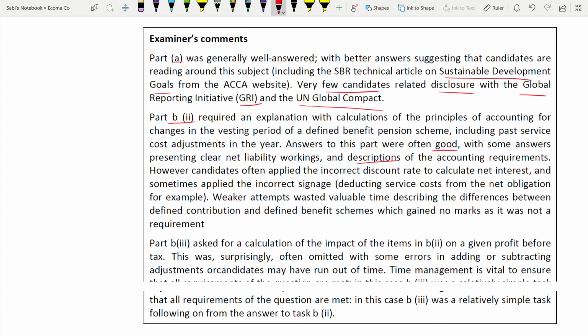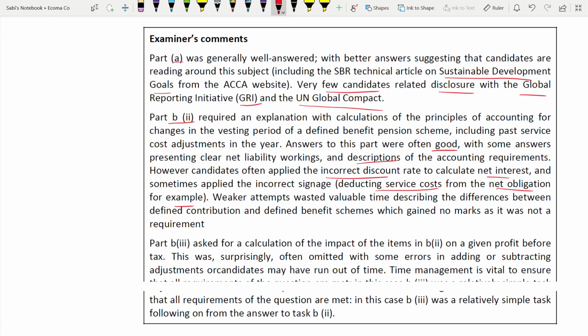But what happened is sometimes they took an incorrect discount rate, thinking that it is 2005, so I will use the 2005 discount rate to find the net interest. So net interest went wrong there. Sometimes they deducted the service cost from the net obligation. You're not supposed to deduct, you're supposed to add it to the net obligation, because of service cost your obligation will increase.